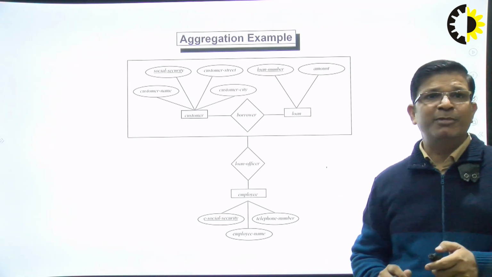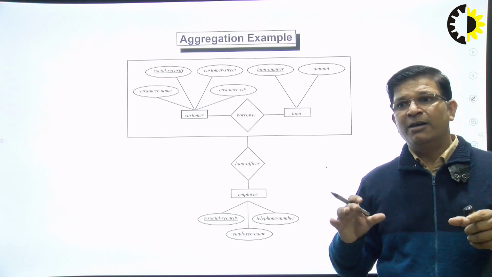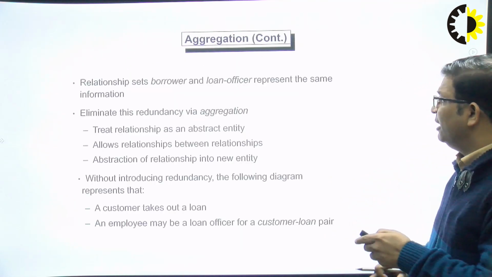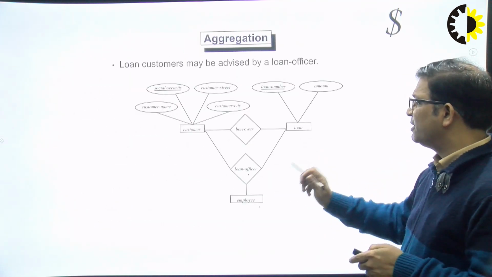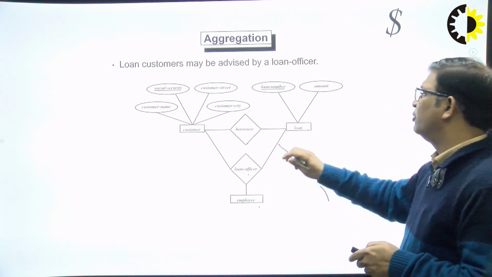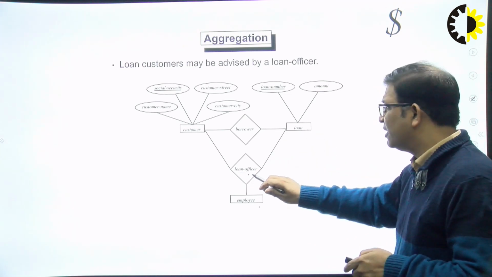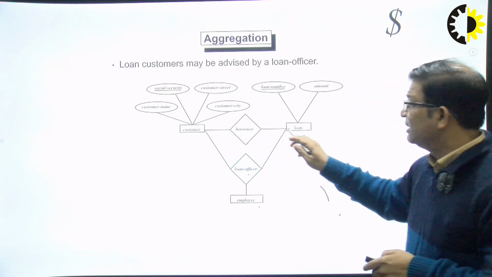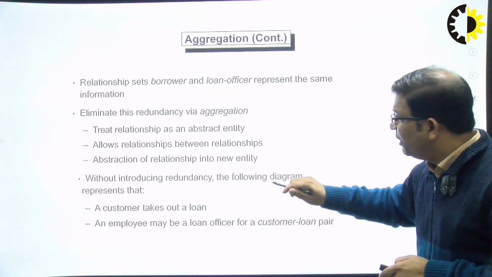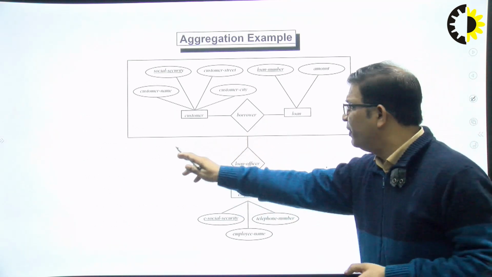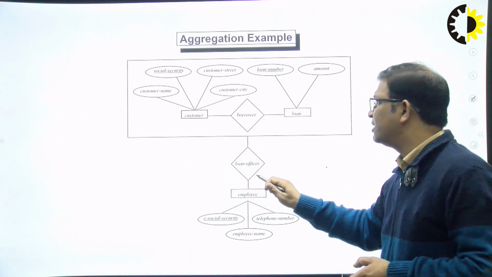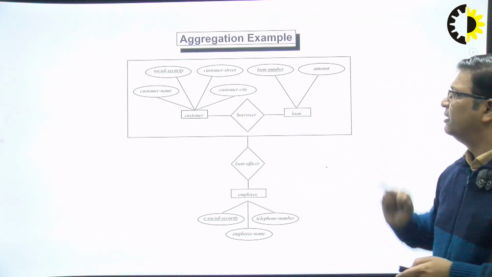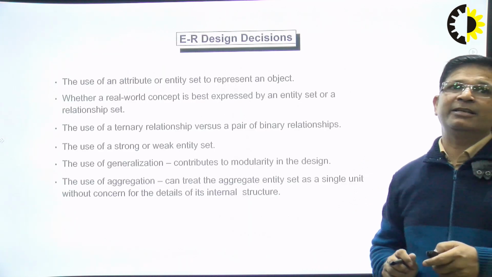In the aggregation example, we have to keep in mind that no duplicate relationship exists. In this case, the duplicate relationship is that the loan officer is related to loan. The loan officer is related to loan by customers also. So this is a cycle. So we are removing these. We are keeping that loan officer is related to borrower and this borrower relationship is related to customer as well as the loan. So this is the aggregation example.